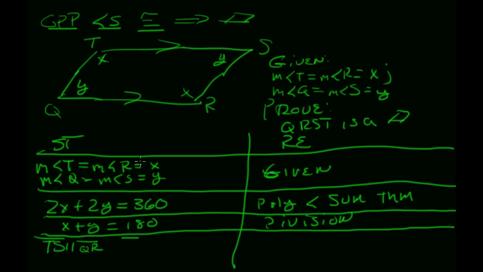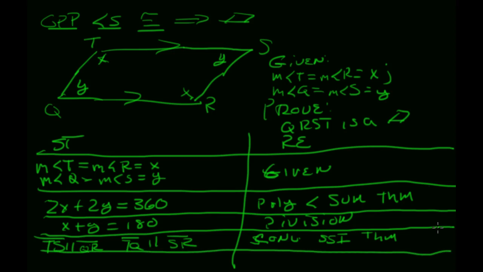And likewise, if these two are supplementary, because those add up to 180, then TQ has to be parallel to SR, again because this is the converse of the same side interior angles theorem, right? If the same side interior angles are supplementary, then the lines have to be parallel. If I have both sets of opposite sides being parallel, then I know that QRST is a parallelogram.